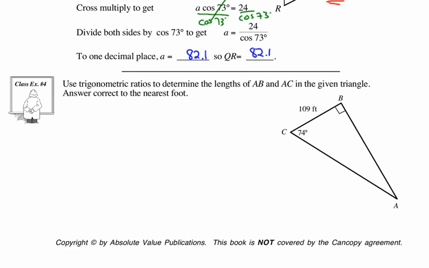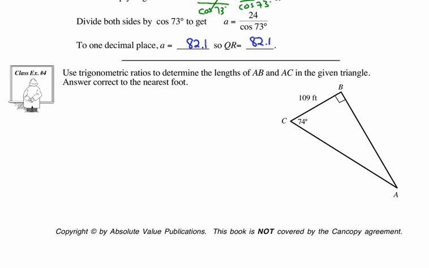Let's try one on our own. Use trig ratios to determine the length of AB and AC. So who do you want to solve for first? Let's solve for AB, my opposite. Okay? My opposite, we can call that x if you like. And let's label everything. Opposite, hypotenuse is over here. Adjacent is the 109. If I'm looking for my opposite and I have my adjacent, which ratio do I want to work with?